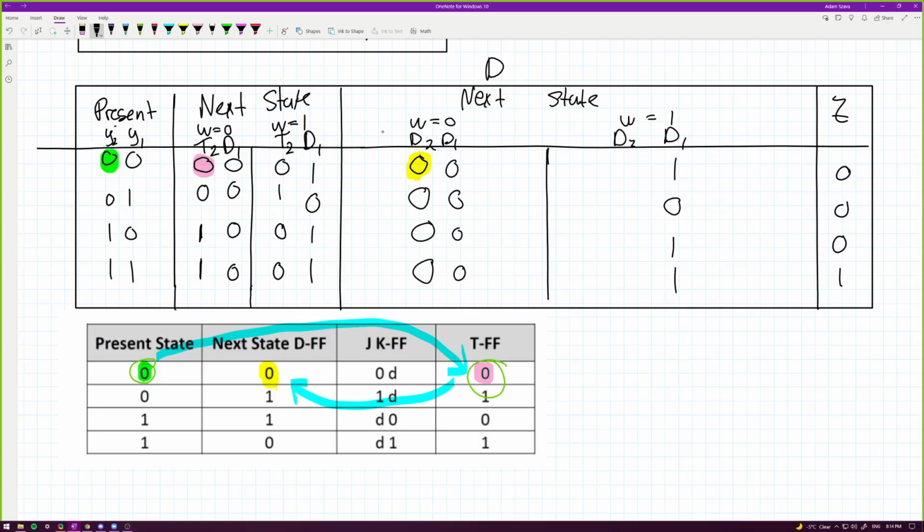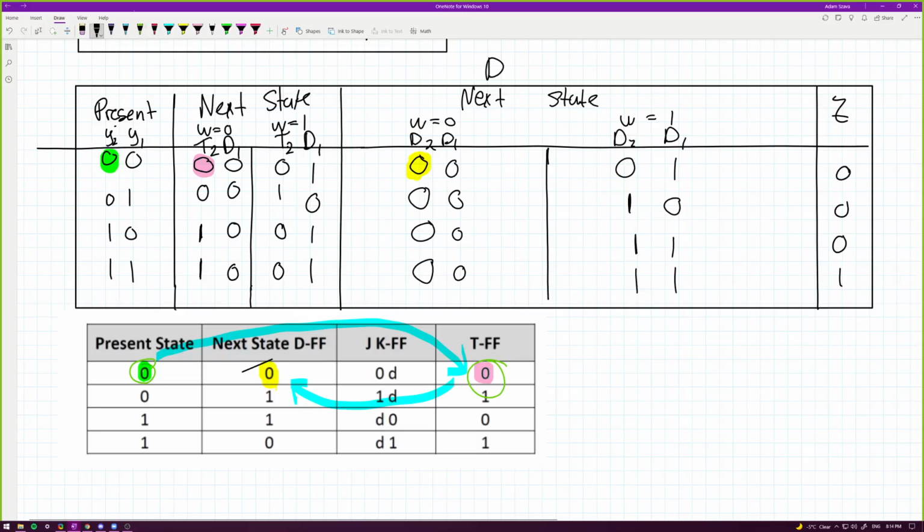And then D2 when W equals 1, it's going to be comparing here like this now. So 0, 0 again gets 0, 0, 1. Okay, let's see, 0, 1 gets 1 in this case, like that. And then 1, 0 gets 1 there. And then 1, 0, same thing, gets 1, like that. There we go. So that's what it is with the D flip-flops.